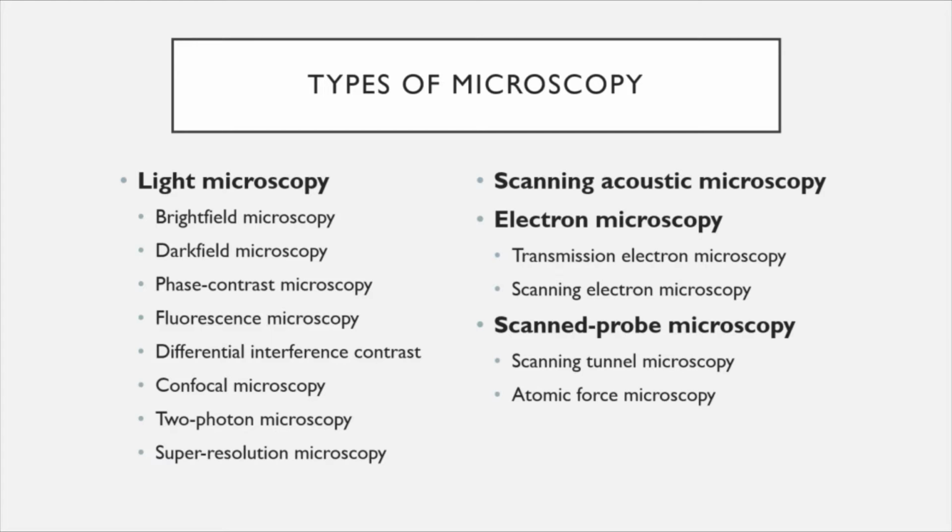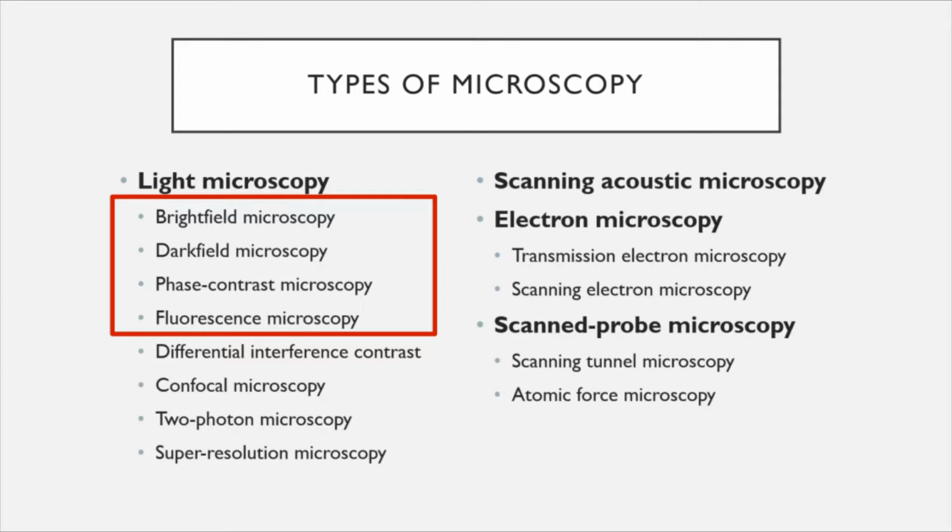However, for our purposes, we are going to be focusing only on light microscopy in this class and limiting our scope within light microscopy to just 4 of the different subtypes of light microscopy. And those are bright field microscopy, the type that you will be using in class, dark field microscopy, phase contrast microscopy, and fluorescence microscopy.